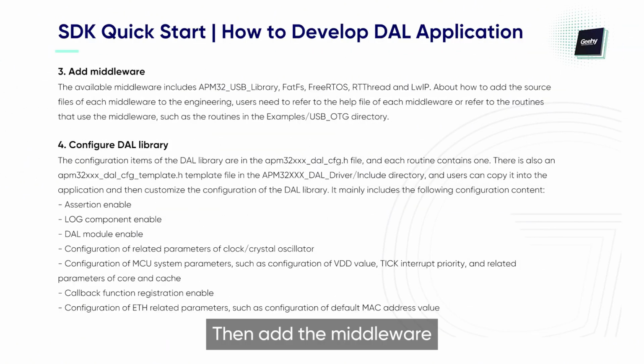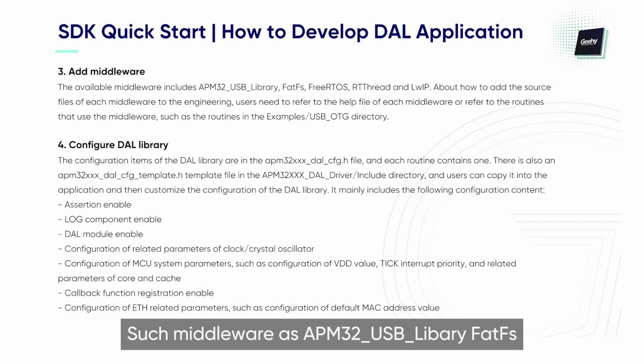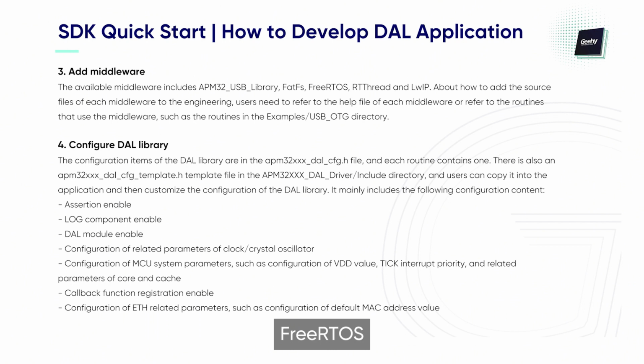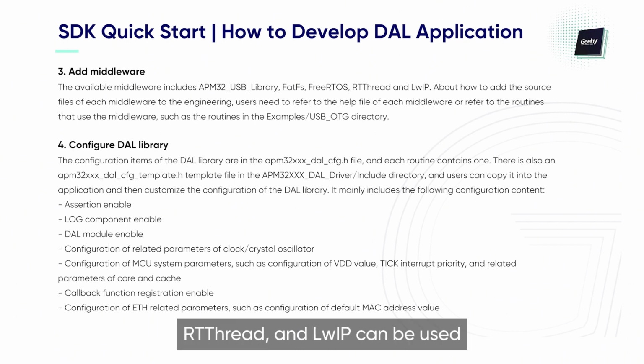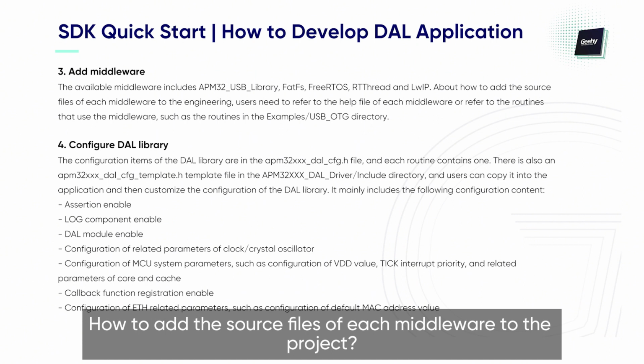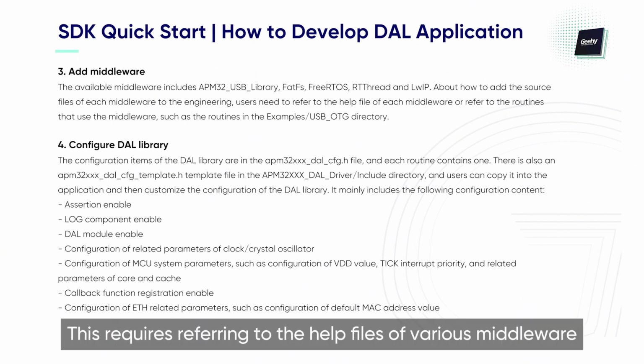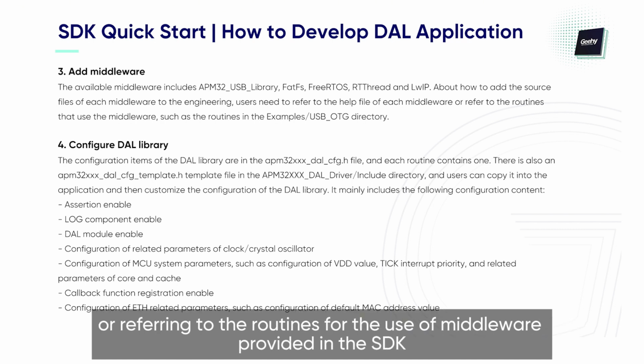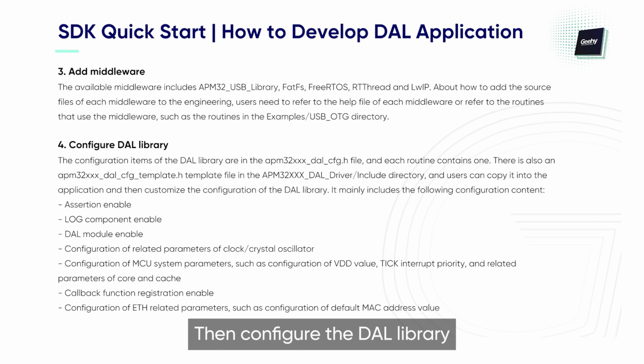Then add the middleware. Such middleware as APM32 USB library, FATFS, FreeRTOS, RT-Thread, and LWIP can be used. How to add the source files of each middleware to the project? This requires referring to the help files of various middleware, or referring to the routines for the use of middleware provided in the SDK. Then configure the DAL library.